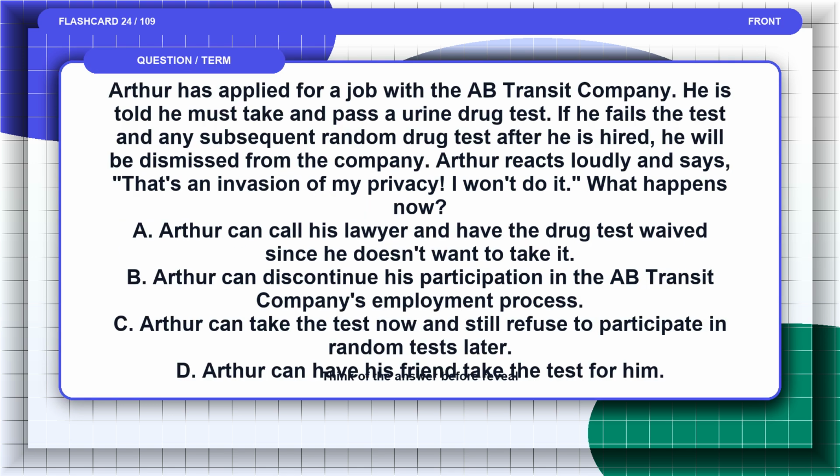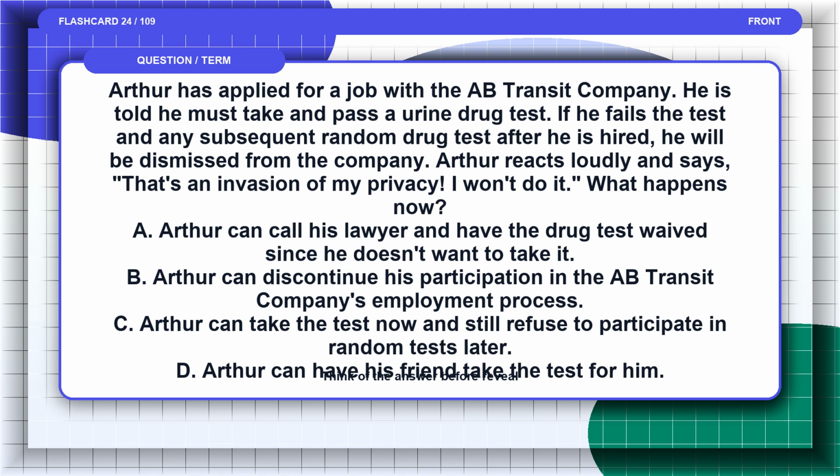Flashcard 24. Arthur has applied for a job with the AB Transit Company. He is told he must take and pass a urine drug test. If he fails the test and any subsequent random drug test after he is hired, he will be dismissed from the company. Arthur reacts loudly and says, "That's an invasion of my privacy. I won't do it." What happens now?